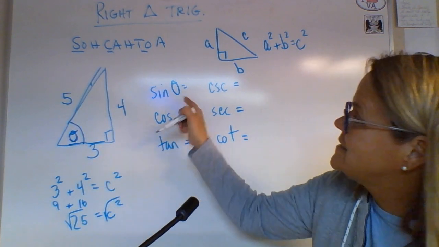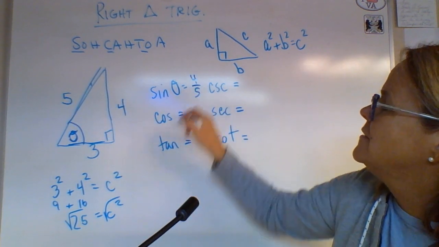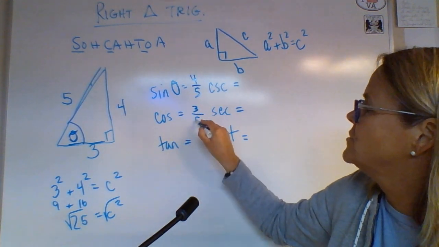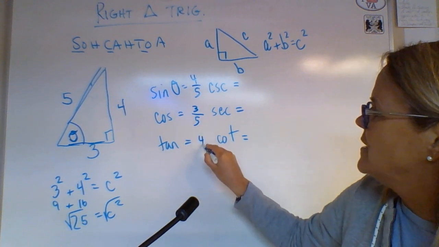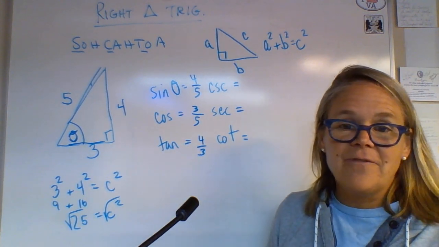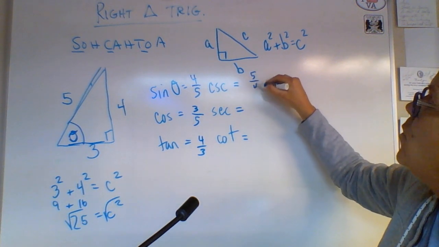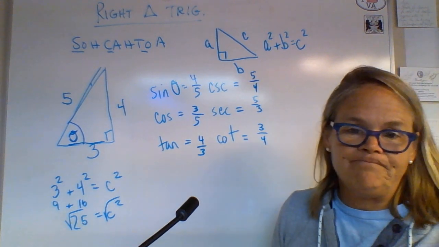So now, what's the sine? Opposite over hypotenuse. What's the cosine? Adjacent over hypotenuse. What's the tangent? Opposite over adjacent. What am I going to do to find the other 3? Flip them. 5 over 4, 5 over 3, 3 over 4.